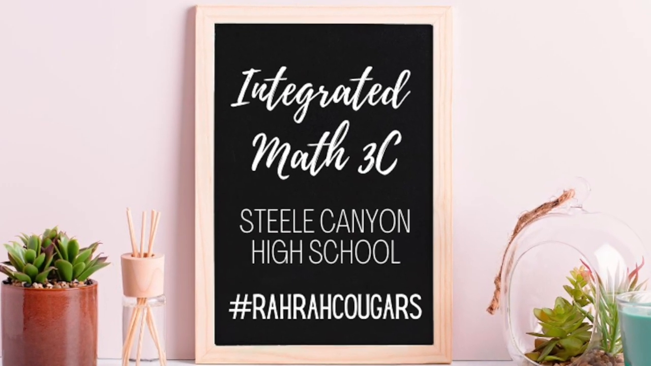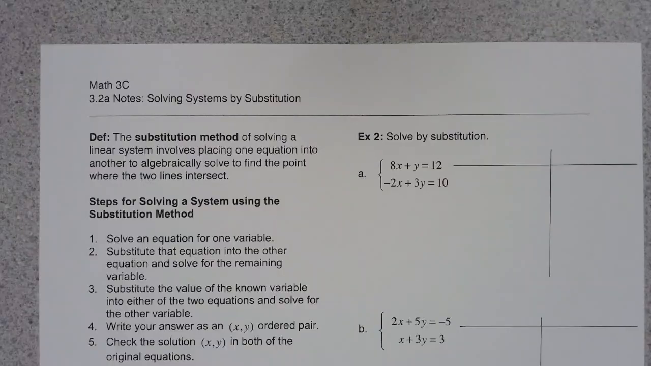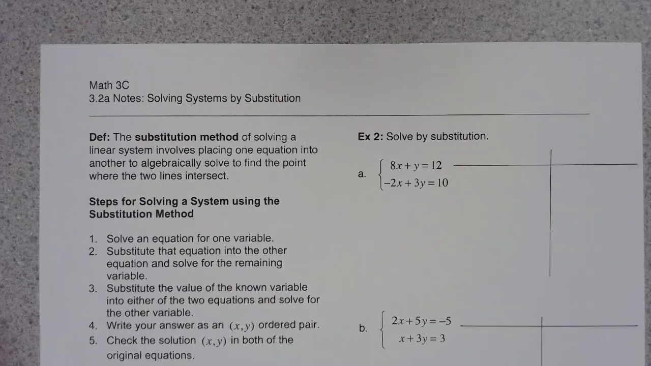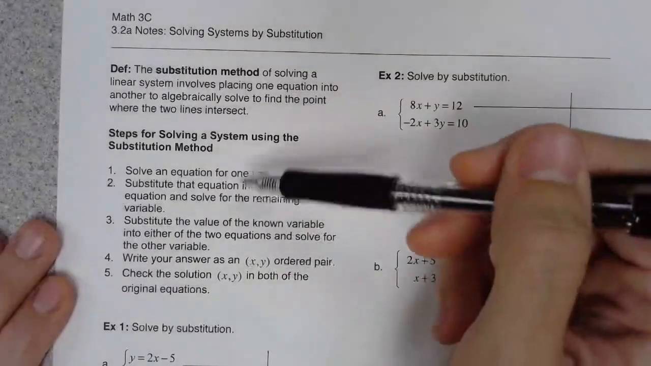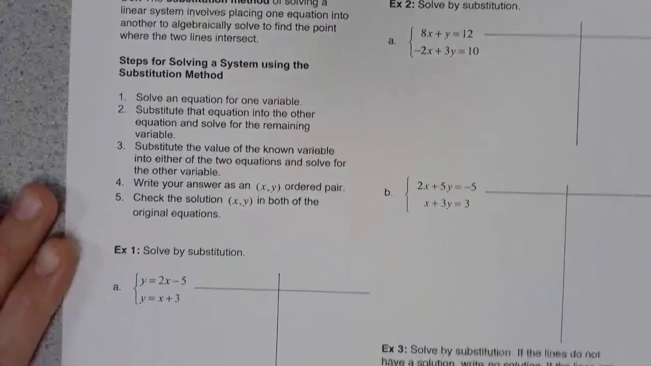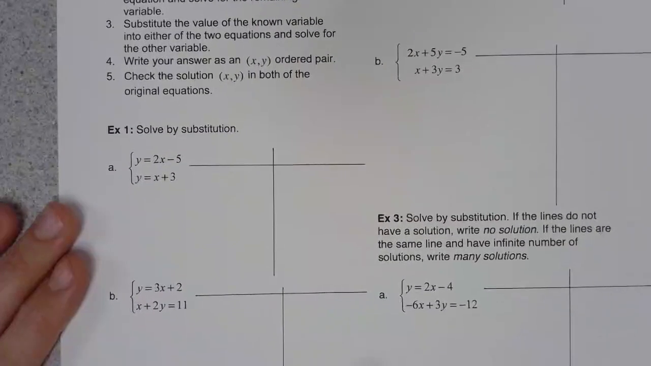The notes for 3.2a are on solving systems by substitution. Sometimes we want to be able to solve a system without making a graph, and so the substitution method lets us do that. If you want to review some written steps for the substitution method, you can go ahead and use them here.